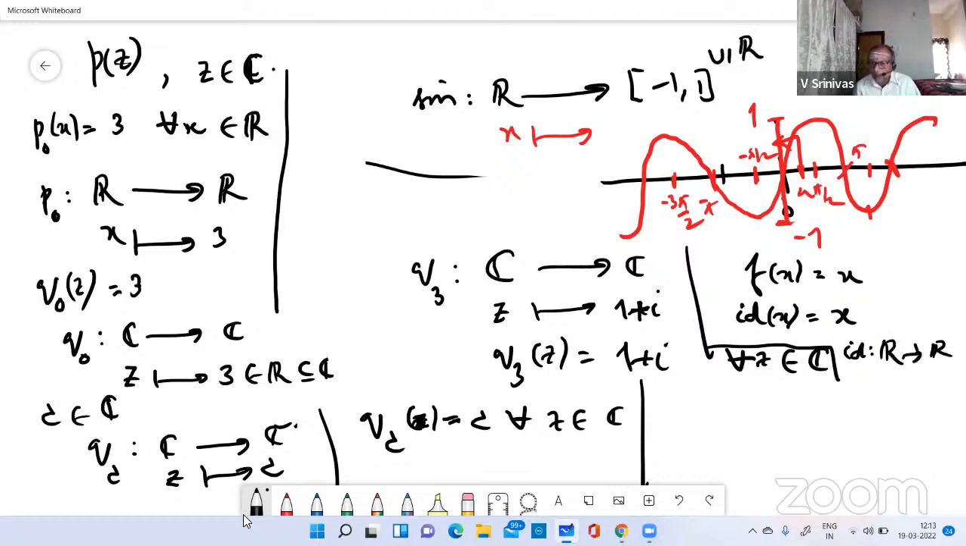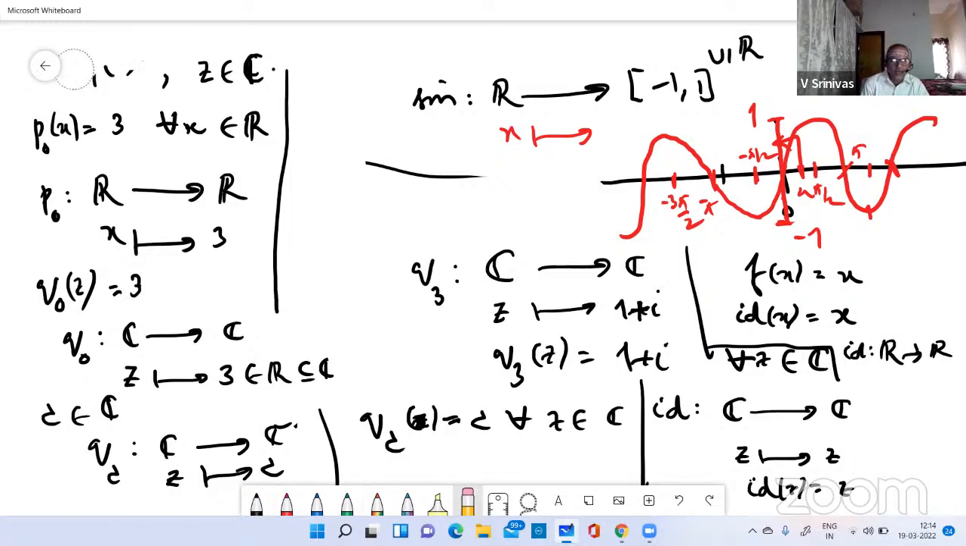And you can replace this domain and codomain. You may consider id from C to C. It takes every complex number Z to Z. It preserves the identity of Z. So this is called an identity function. This in fact is a first degree polynomial. You have id of Z is equal to Z, right? This is a first degree polynomial.